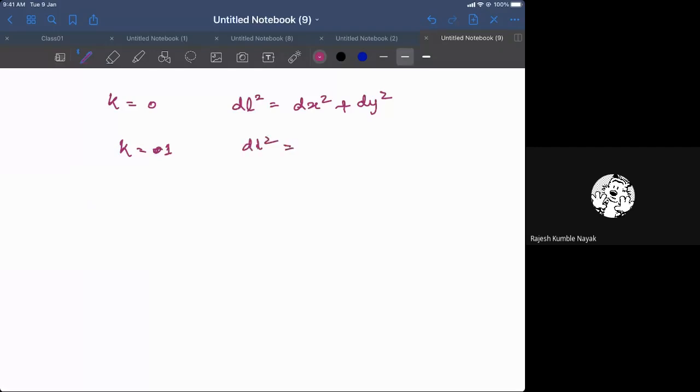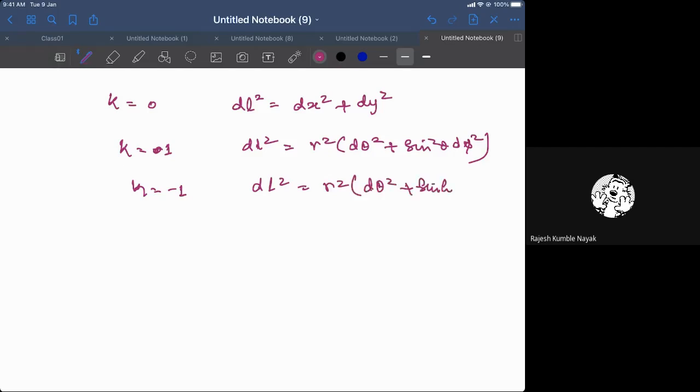For k equal to 1, dl squared can be written as r squared times d theta squared plus sine squared theta d phi squared. And for k equal to -1, dl squared is r squared times d theta squared plus sinh squared theta d phi squared. So you have these three.